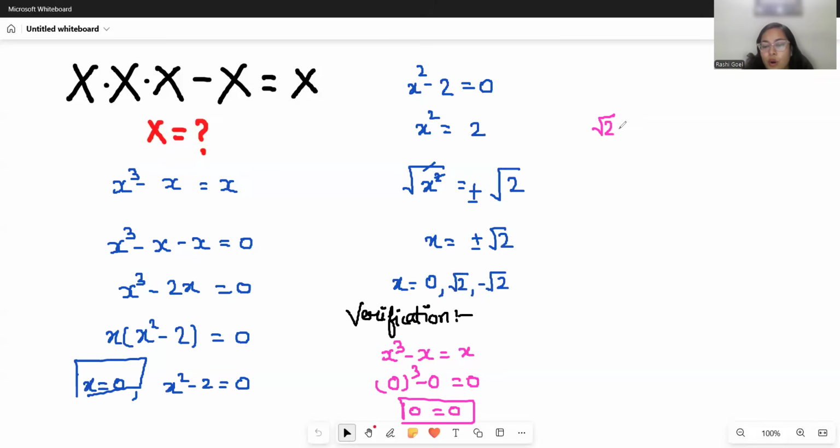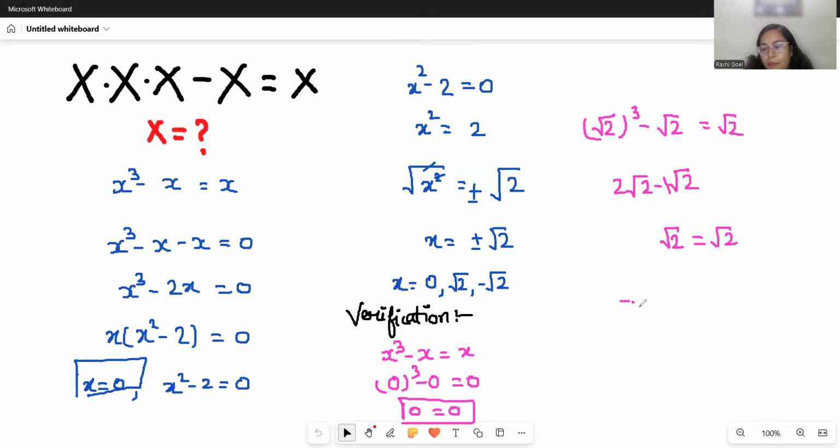Now coming to root 2: is root 2 cube minus root 2 equal to root 2 or not? So root 2 cube is 2 root 2, minus root 2. 2 root 2 minus 1 root 2 is root 2. So yes, it is equal.